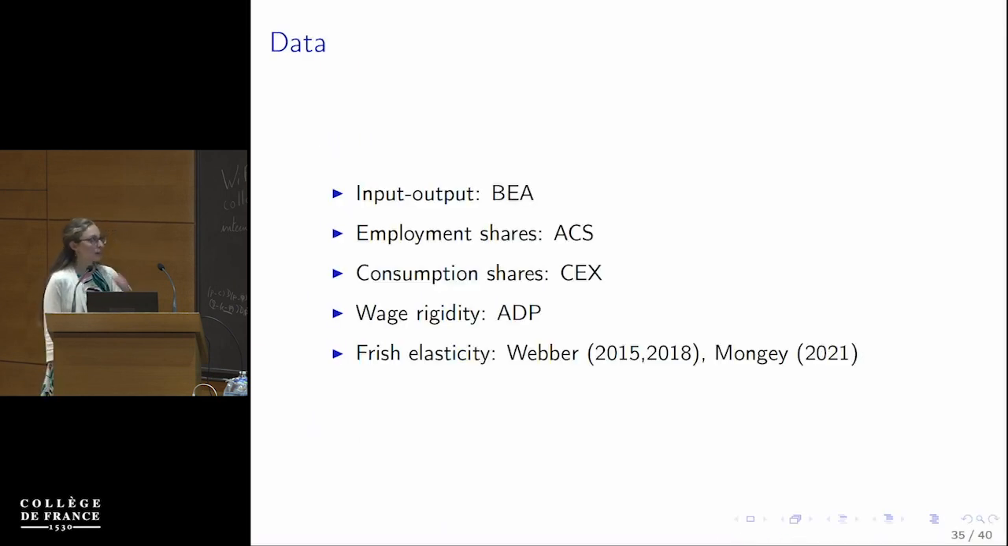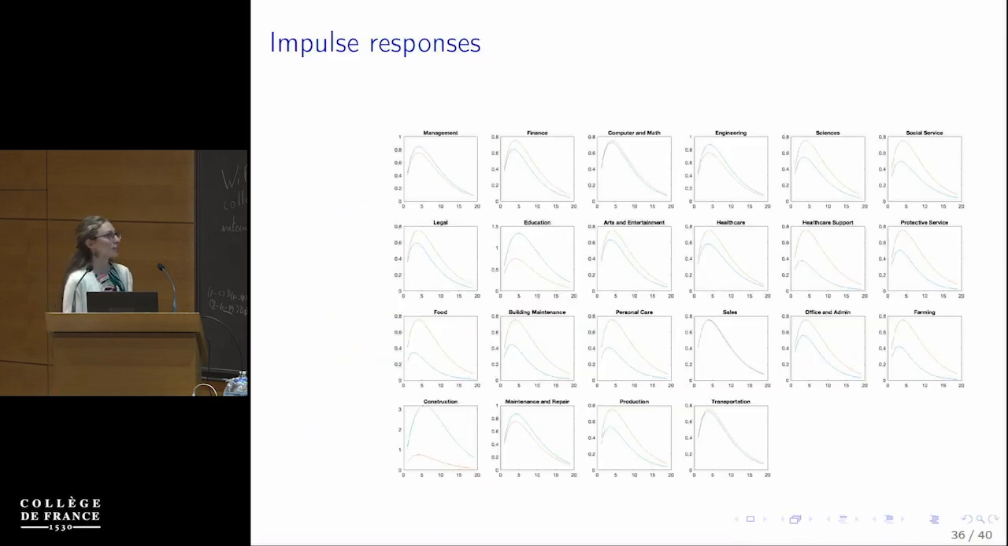Great, so let me just show you a few pictures from the calibration. This is showing impulse responses to a 1% monetary shock in different occupations. And the blue lines are the occupation response, the red line is the aggregate. I'm sorry, this is not very visible here. But anyway, the bottom line is that the discrepancy between occupation specific and aggregate is pretty large for many occupations.